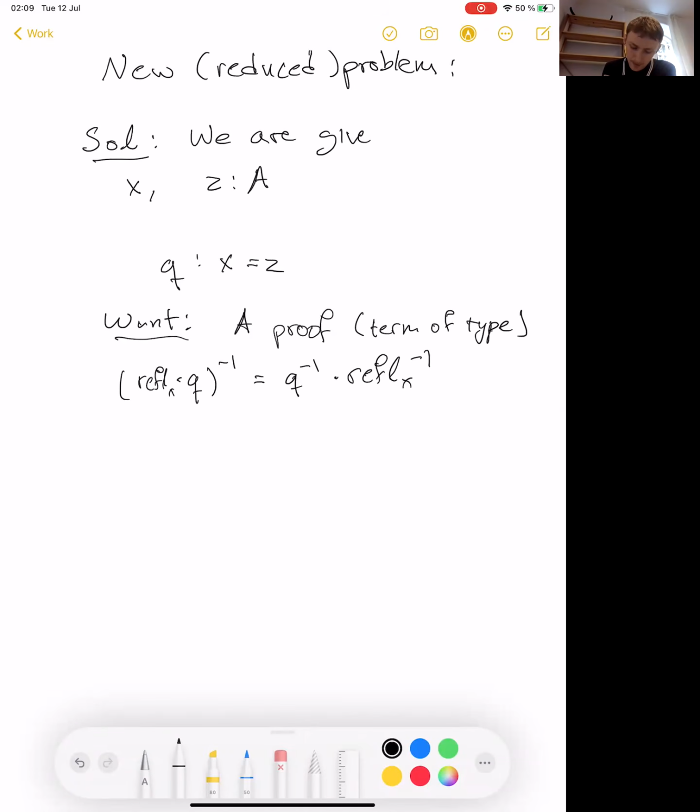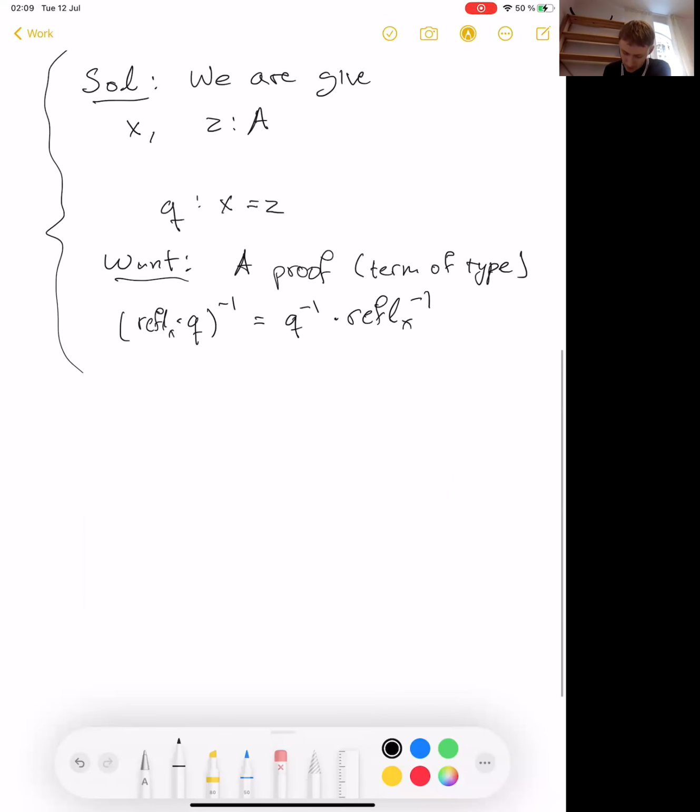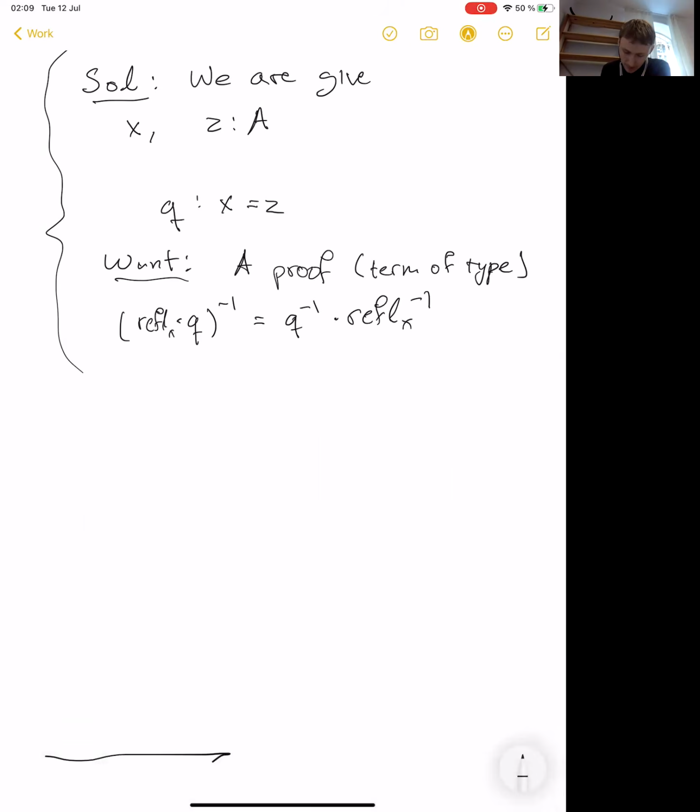Okay, now this problem here, we're not quite done yet, but it's easier because we have less data to worry about. Okay, but now let's do the same thing again, because now we see that Q is a path or an identification of X and Z. So, well, we can apply path induction or identity elimination on Q as well, right? Okay, so now apply identity elimination on Q.